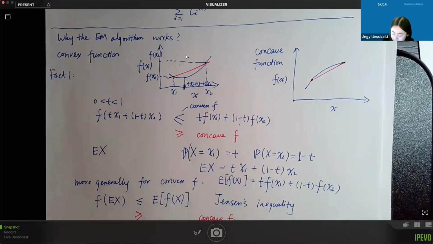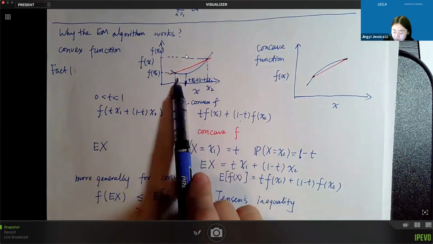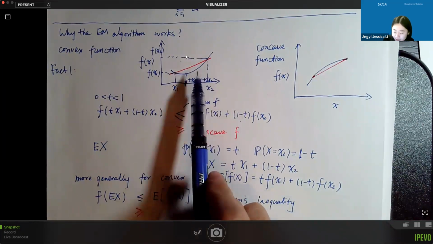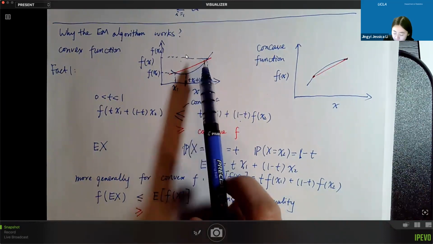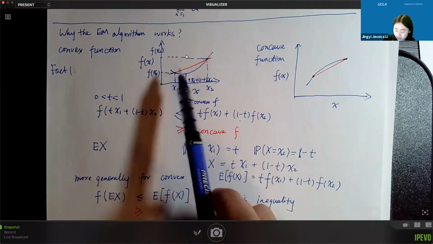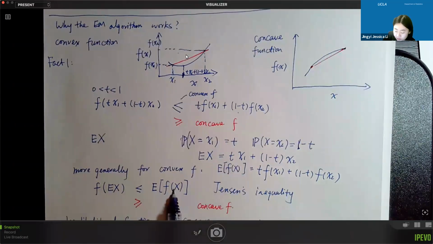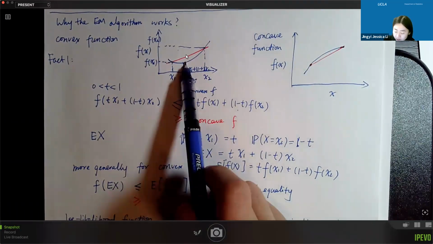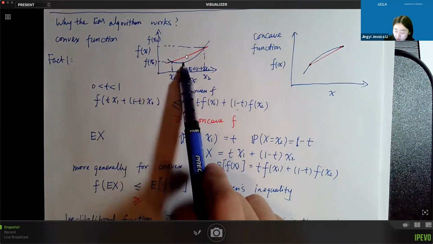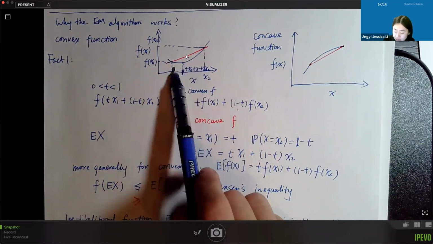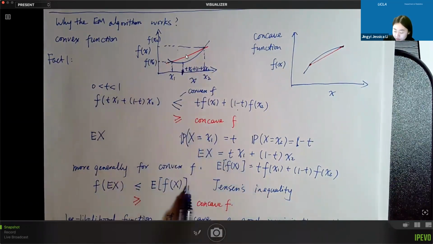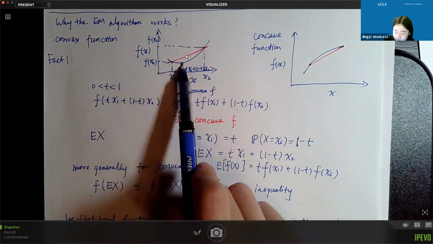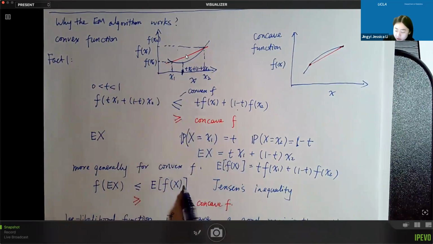And then you can draw a straight line, and in this straight line, I'm having the expectation of f(x). This is the straight line, the expectation of f(x). And what's on the curve is f of the expectation of x. That is, you take the expectation first, and then you put it into f. So that's the left-hand side. If the function is convex, we will have f(E[x]) less or equal than E[f(x)]. And for the concave, it's greater or equal than.